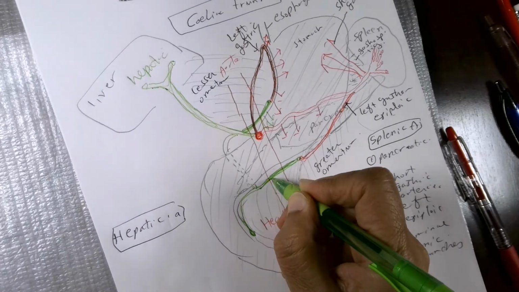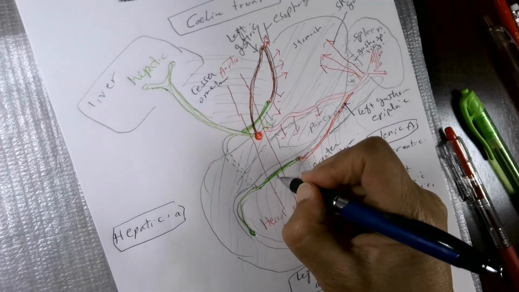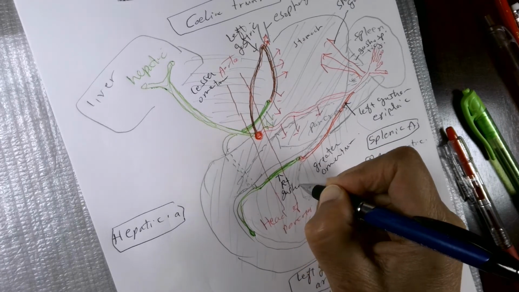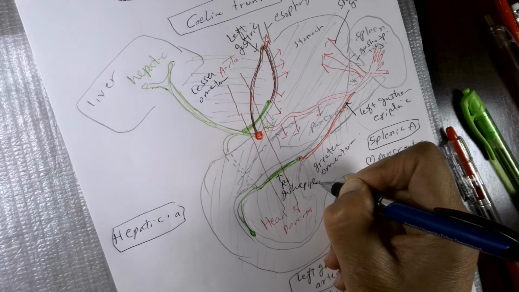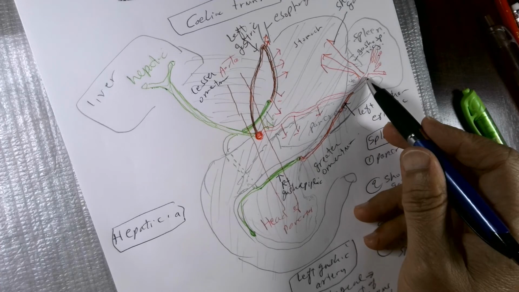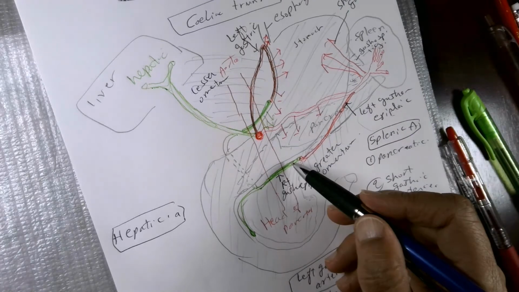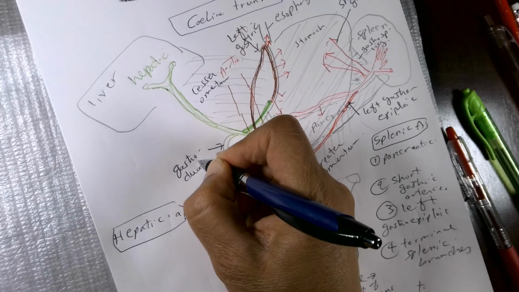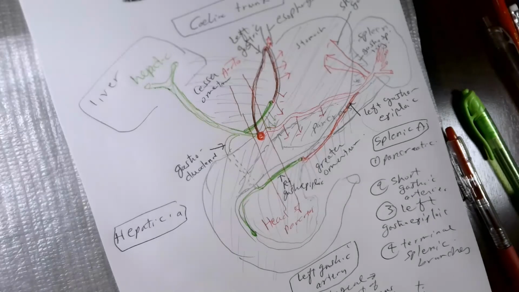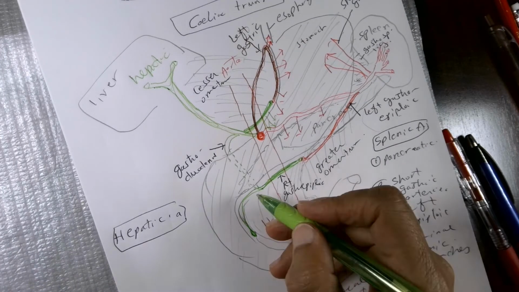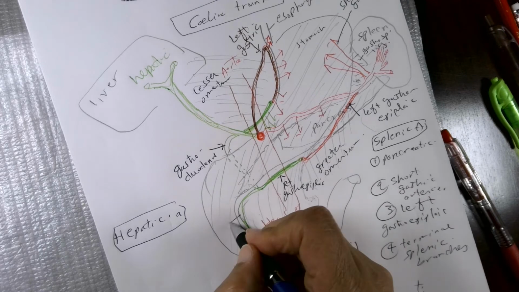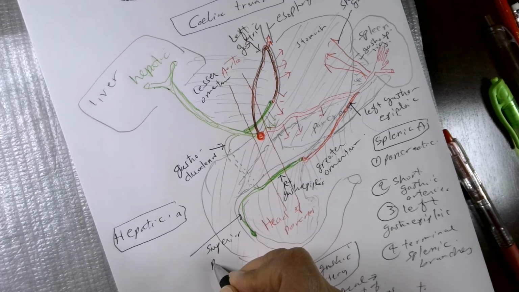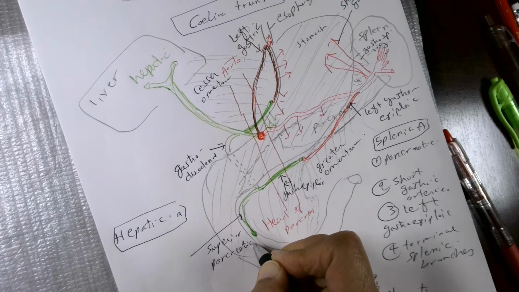So it divides into two branches. This one is what? Right gastroepiploic, anastomosing with the left one, the left coming from splenic, the right coming from gastroduodenal. So this artery is called gastroduodenal. Okay, then this one, right gastroepiploic, and this one is called what? Superior pancreaticoduodenal.